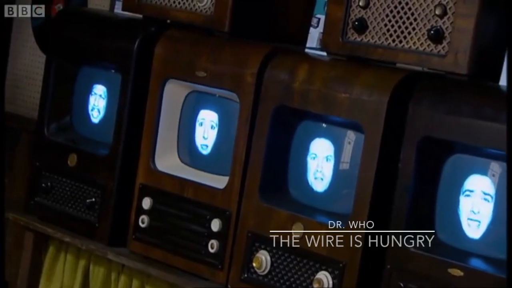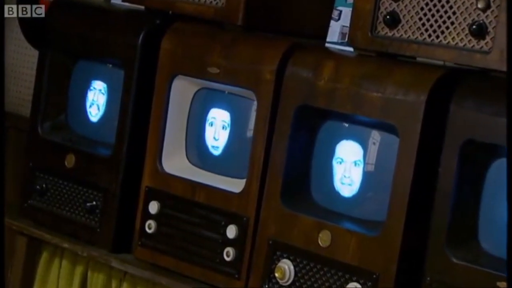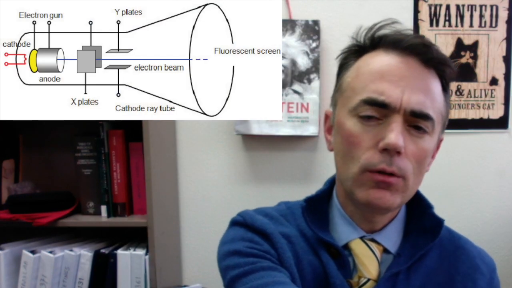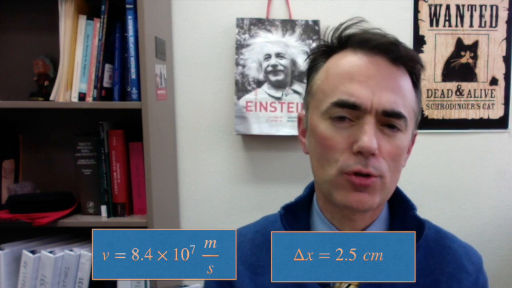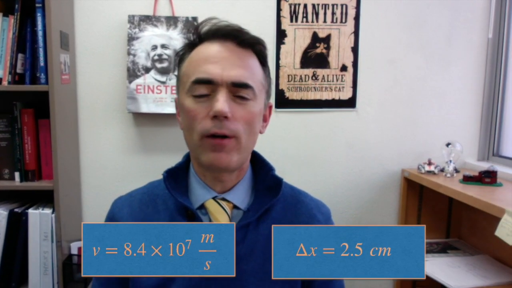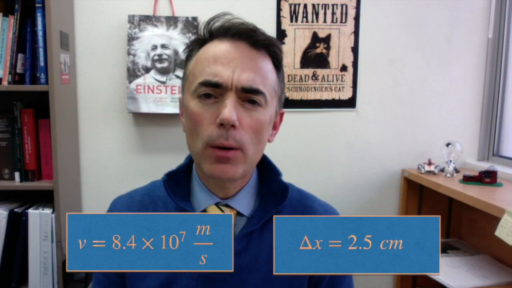Consider one of those old television sets that were like big boxes. Inside them, electrons were accelerated uniformly from rest to a speed of about 8.4 times 10^7 meters per second, over a distance of 2.5 centimeters. Let's calculate the power delivered to the electron.